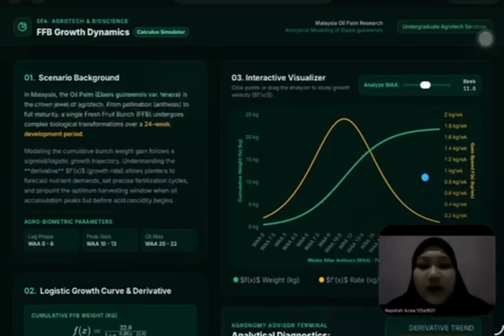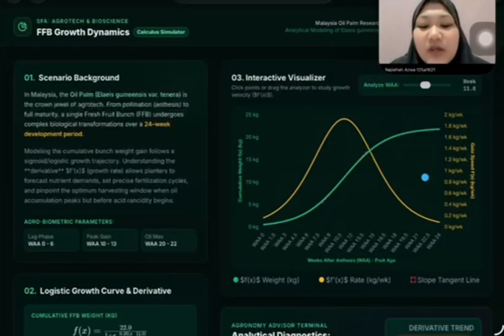In Malaysia, oil palm is one of the most important agricultural industries. The fresh fruit bunch goes through many biological changes from pollination until maturity. The main problem is that planters need to know the best time for harvesting and the stage where the fruit grows the fastest. If harvesting is too early or too late, the oil quality and production can decrease.